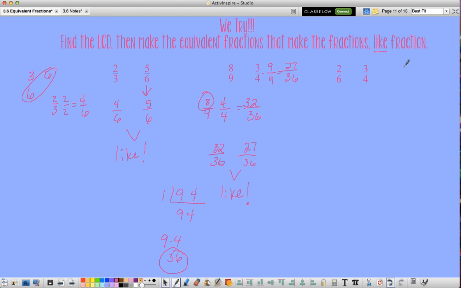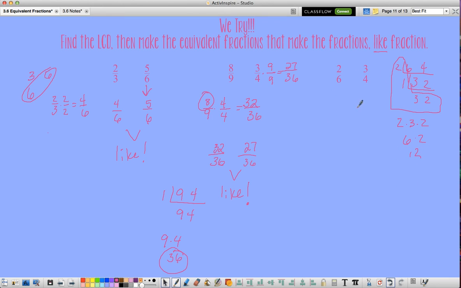All right, 2/6 and 2/4, put them in the ladder. Both are divisible by 2. I get 3 and 2. Those are only divisible by 1. So then I multiply my LCM: 2 times 3 times 2, 6 times 2, so it's 12.